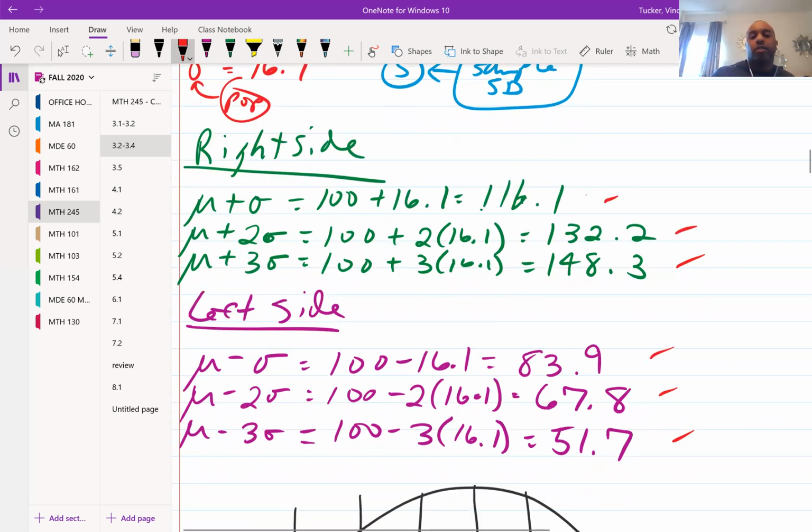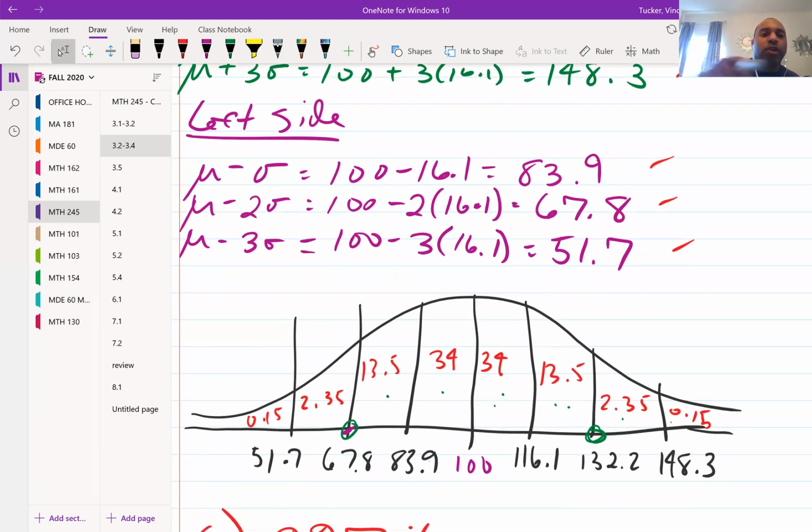All right. So now as far as filling out the empirical rule chart, those percentages, like I said, stay the same. Where we would start is 100 is in the middle, that's our mean. And then to the right, 116.1, 132.2, 148.3. And then to the left of your mean, 83.9, 67.8, 51.7. And once again, those percentages, the 34, 13.5, 2.35, and 0.15, those all stay the same. Those will never change.